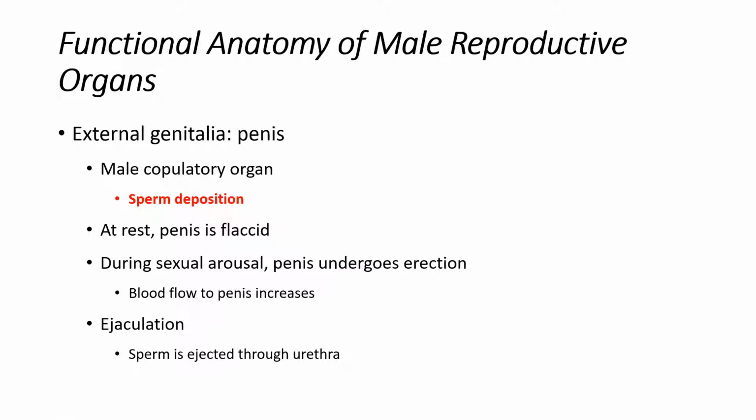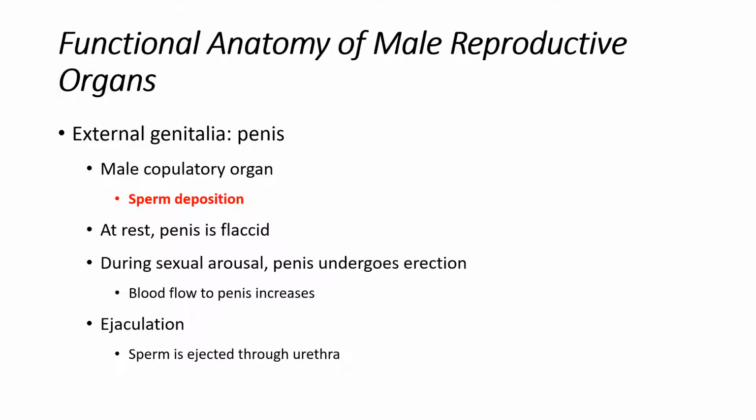Okay, let's talk about the external genitalia here. For males, we have the penis. The function of the penis is for sperm deposition into the vagina, into the female reproductive tract. This is the male copulatory organ.